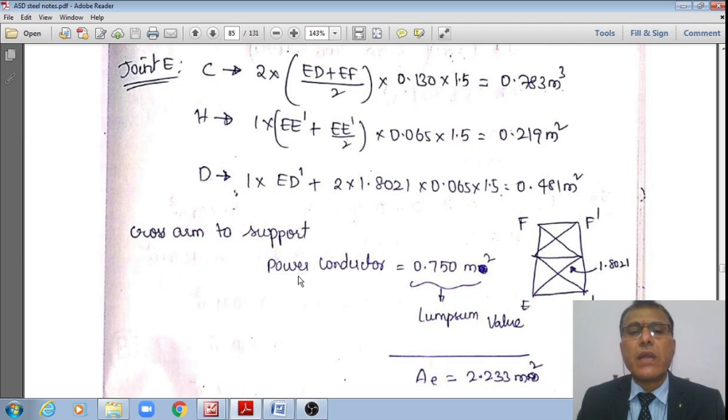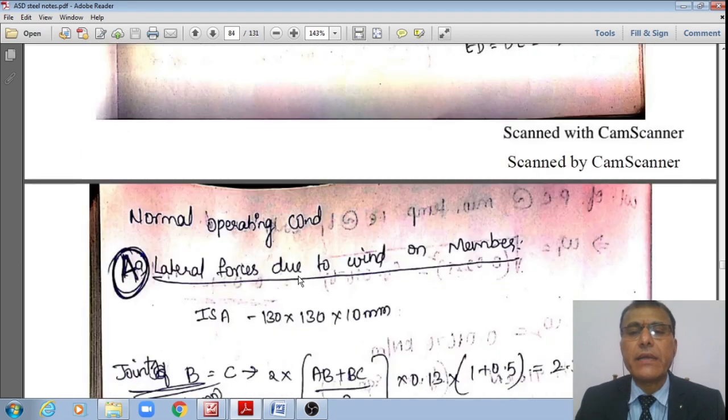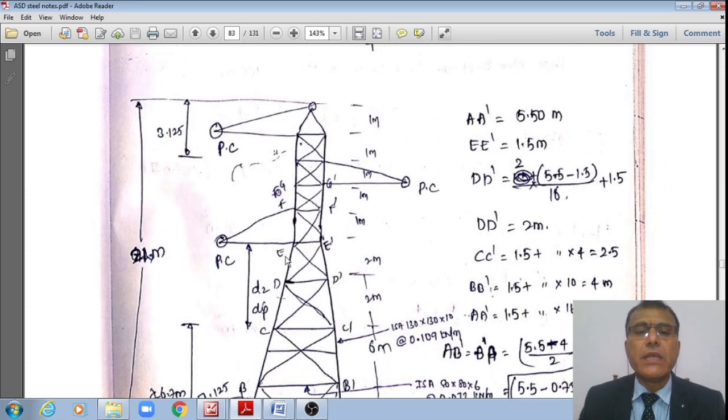And also the cross arms are connected here. There are the power cross arms. These are at EE, cross arms at which the power conductors are connected.